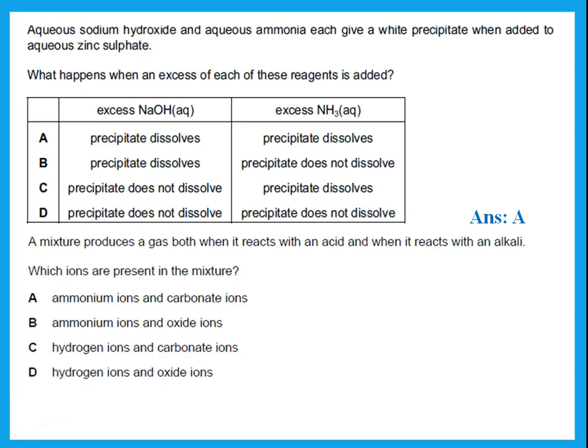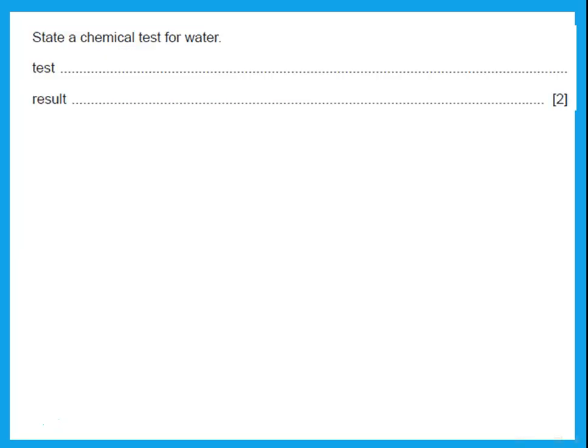Okay, a mixture produces a gas both when it reacts with acid and when it reacts with alkali. Which ions are present? Okay. Now, which test did we say I add acid and it gives bubbles of gas? That was the test for carbonate. And which test did I say I add sodium hydroxide, for example, or an alkali and I get a gas? That was the test for ammonium. So that means that I have ammonium ions and carbonate ions. You have to memorize the tests. It's very essential, very important.